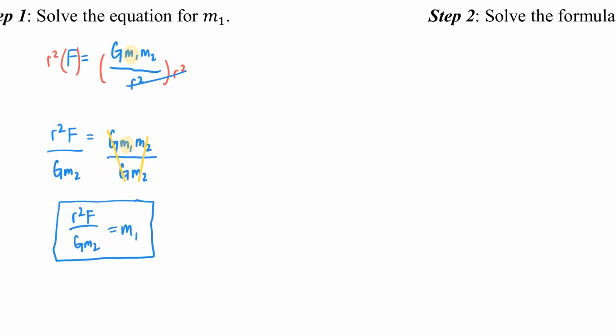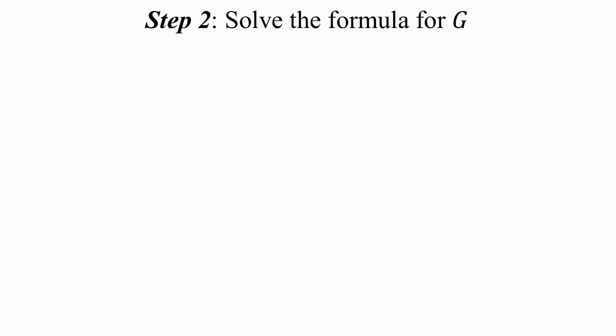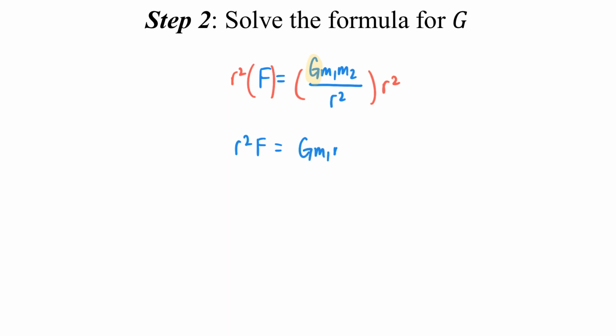So they want us to take the original formula, and instead of solving for M1, we'll solve for G. So it'll be very similar, actually. G M1 M2 over R squared. The goal here is instead of getting M1 by itself, we're going to get G by itself. So it's going to be very similar to what we just did last time. If there's a fraction, I like to get rid of the fraction first. So I'll multiply by R squared on both sides. So we'll have R squared F is equal to G M1 M2.